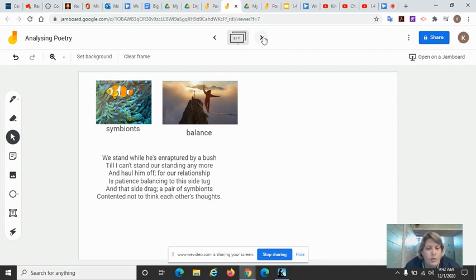We stand while he's enraptured by a bush till I can't stand our standing anymore and haul him off. For our relationship is patience, balancing to the side, to this side, tug, and that side, drag. A pair of symbionts, contented not to think each other's thoughts.